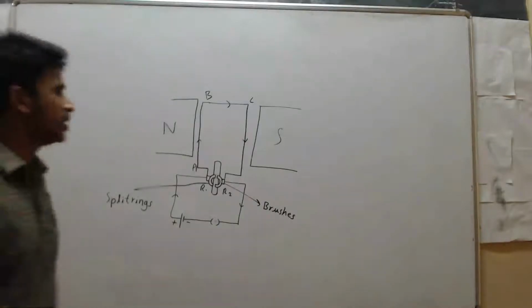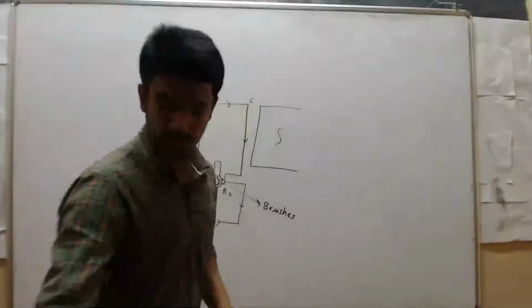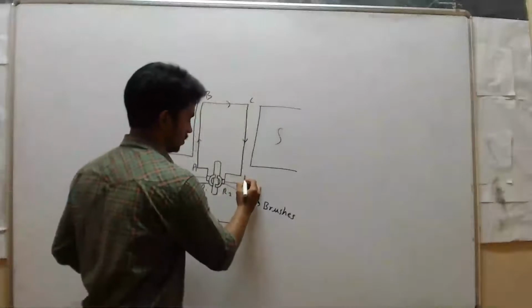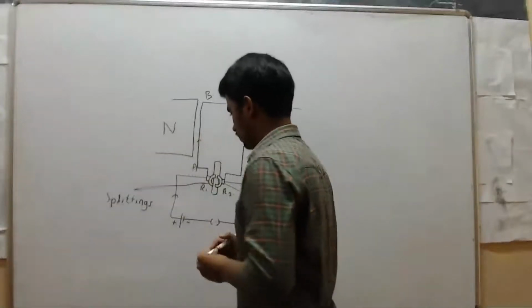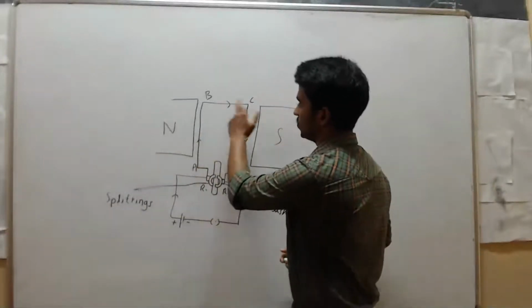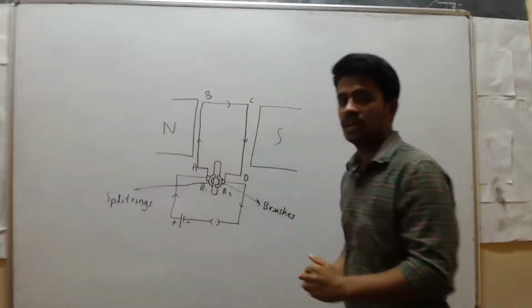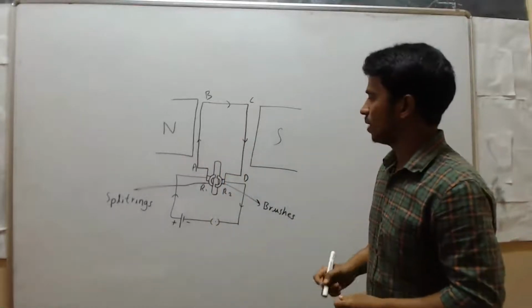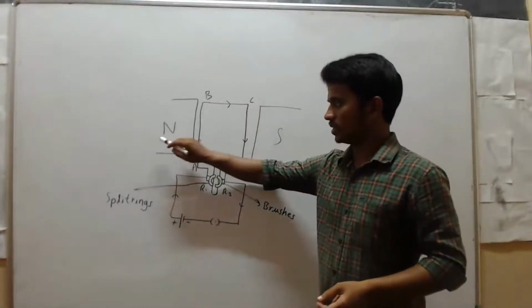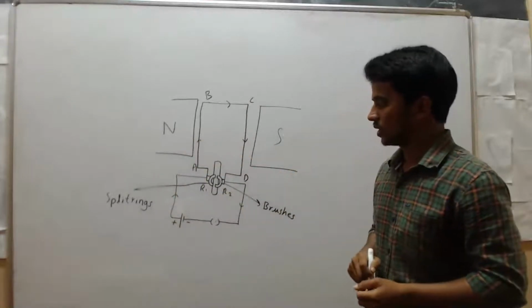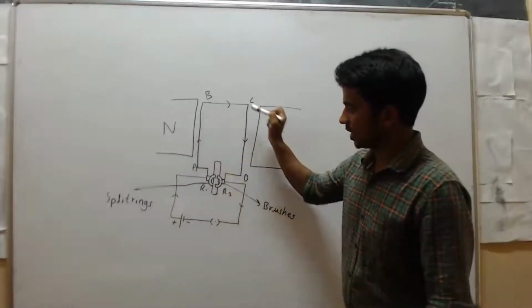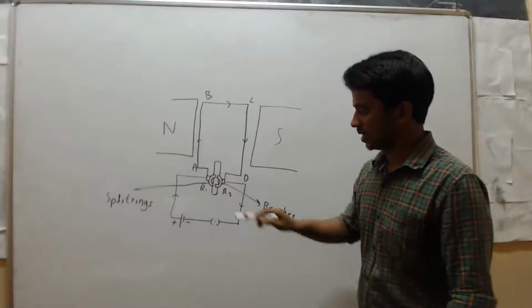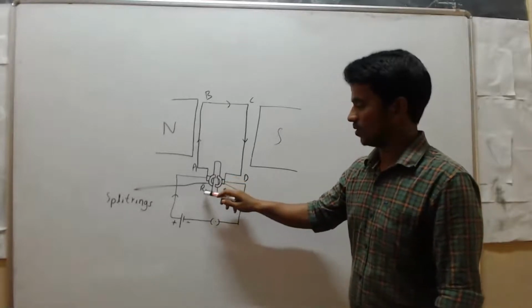See here, first consider this coil ABCD. We call this a coil, or we can say armature, and here are two powerful magnets, north and south. This armature is connected to split rings. These two are split rings R1 and R2.